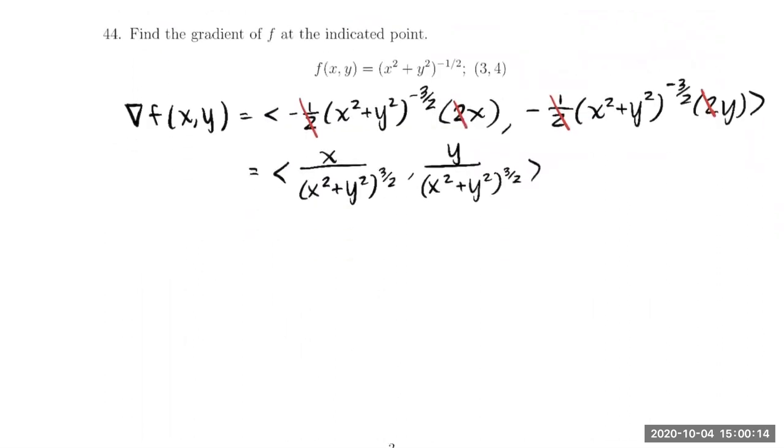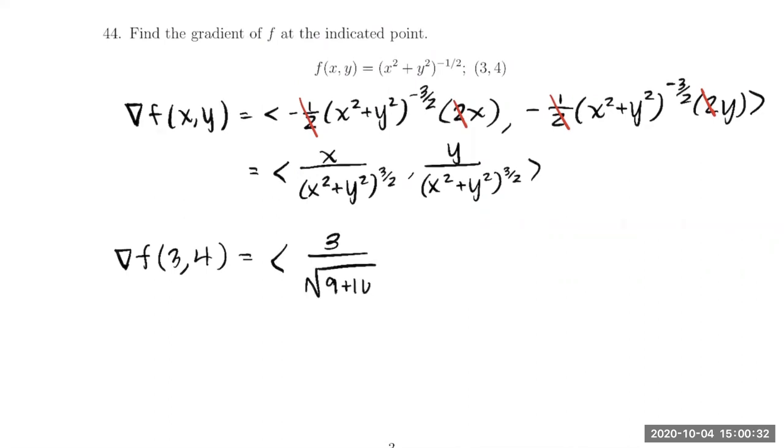All right, so now we would like to evaluate it at the point. So I want to find the gradient of f at 3, 4. So this becomes 3 over the square root of 9 plus 16, then cubed, and similar over here. All right, so 9 plus 16 is 25. The square root of 25 is 5, and 5 cubed is 125.